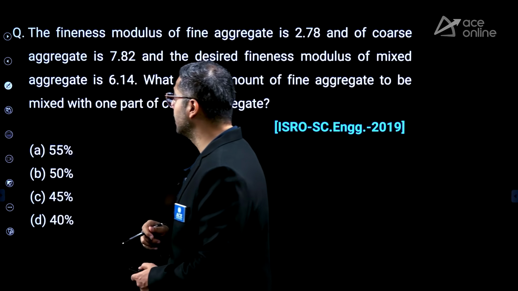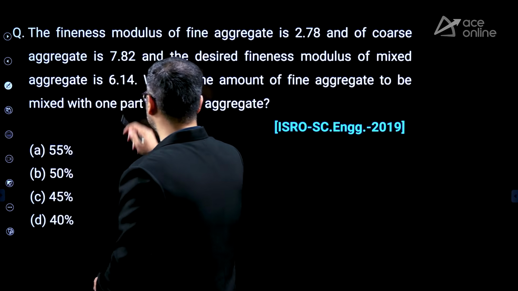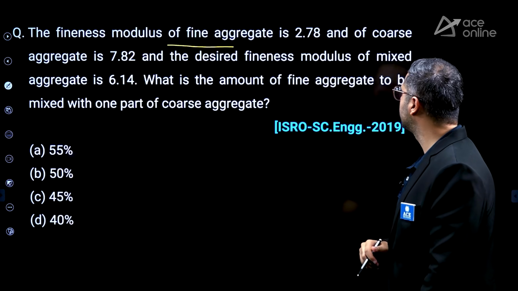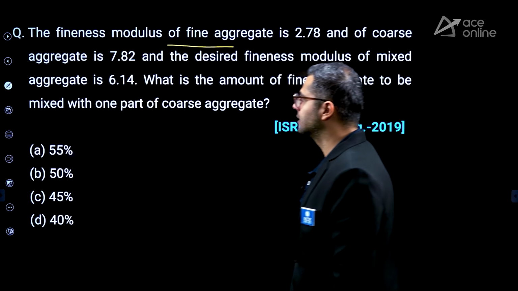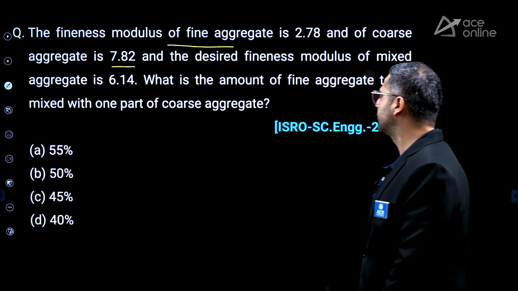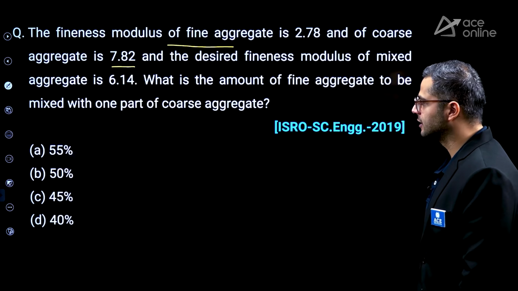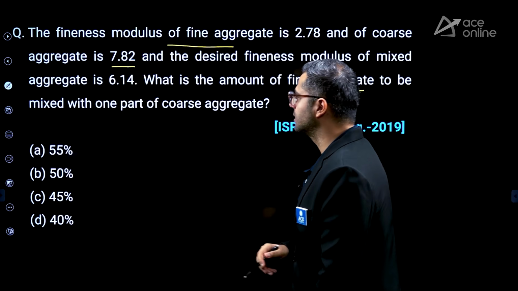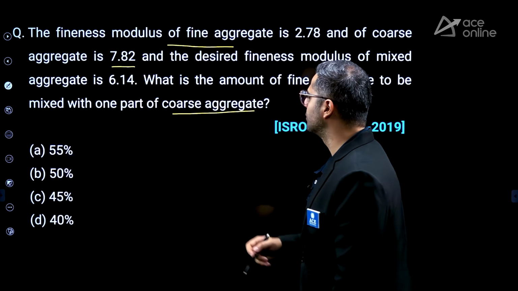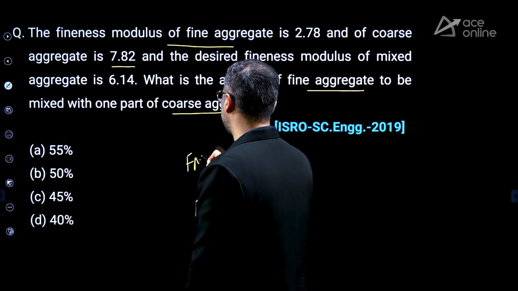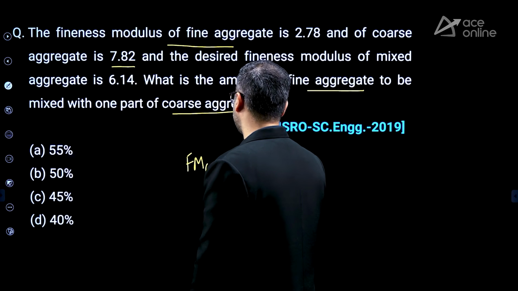Next question is saying the fineness modulus of fine aggregate is 2.78 and that of coarse aggregate is 7.82. The desired fineness modulus of the mix is 6.14. What is the amount of fine aggregate to be mixed with one part of coarse aggregate? So you can just find it out in a simple format only.